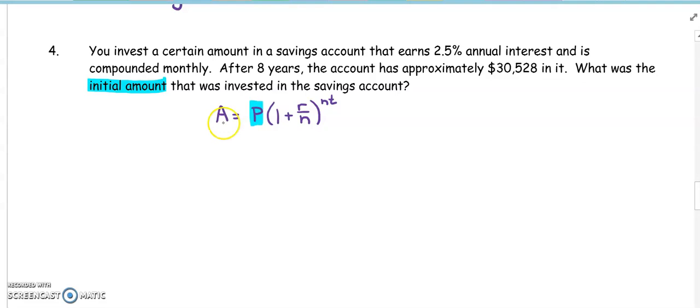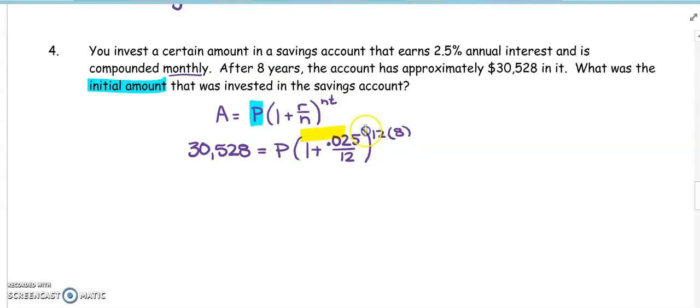So let's see what we know. A, what's left in it right now, is $30,528, which is equal to P times 1 plus the rate, 0.025. It was compounded monthly, so that's divided by 12, to the 12 times 8 years. All right, this right here is just one giant number. In order to figure out what P is going to be equal to, I've got to figure out what that giant number is and then do 30,528 divided by it.